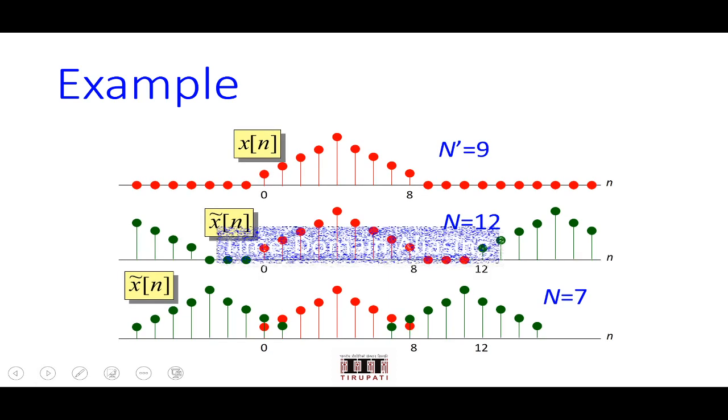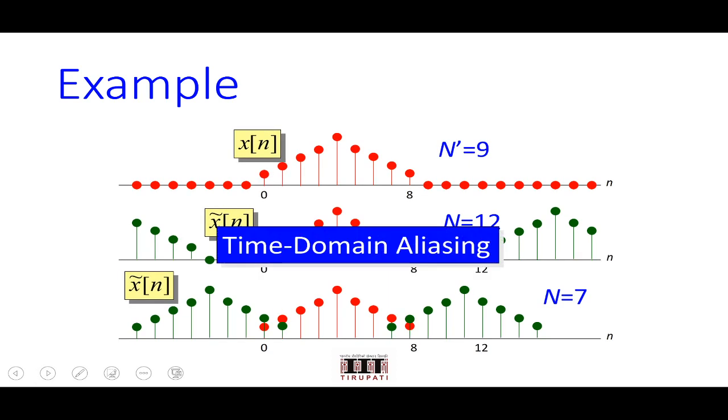Okay, hope these things are clear. So this is referred to as aliasing happening, very similar to the aliasing you have seen in the frequency domain when you are not taking enough samples. Earlier, if you were not taking enough samples in the time domain, you had aliasing in the frequency domain.